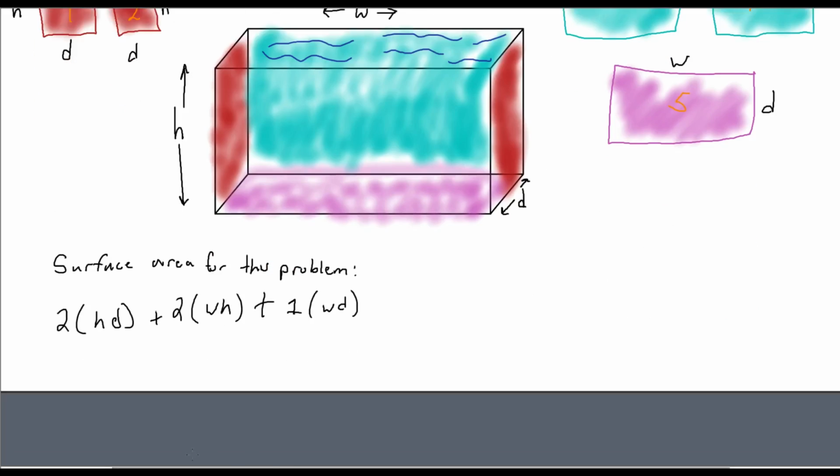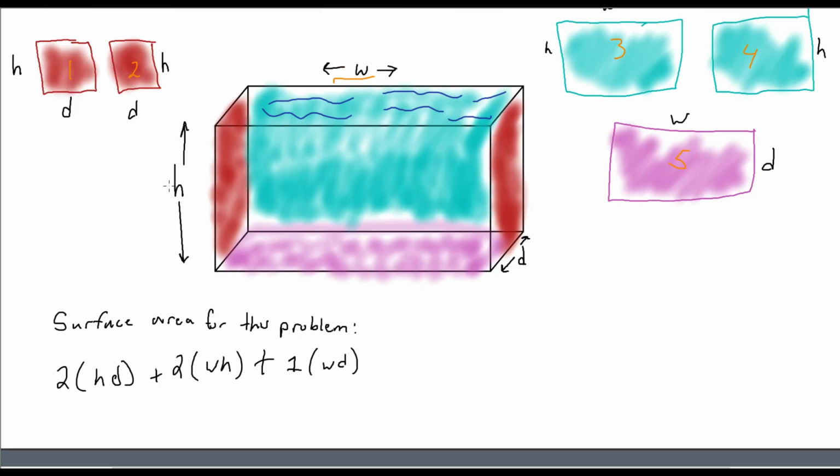So the formula we're actually going to use is 2 times the height times the depth plus 2 times the width times the height plus 1 time the width and depth. So this is also W down here. And then we don't need 2 times here because we need to be able to come up for air. So that's pretty much it.